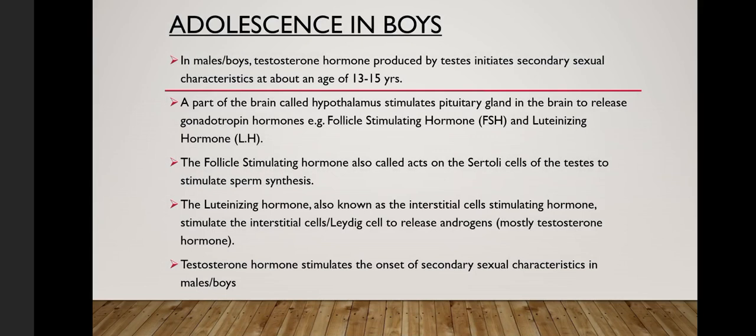On the other hand, the luteinizing hormone, once it has been released by the pituitary gland, will move to the testes and it will stimulate another group of cells that we are calling interstitial cells to start releasing a hormone that we are calling testosterone hormone. Once testosterone hormone has been released, the hormone will stimulate the onset of secondary sexual characteristics in boys or males.